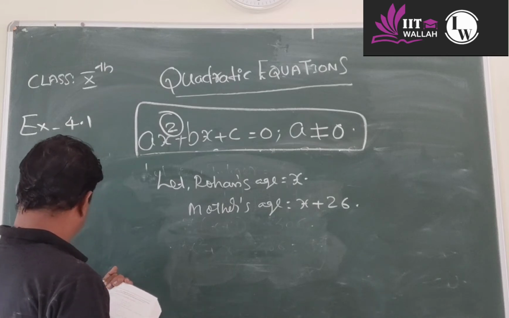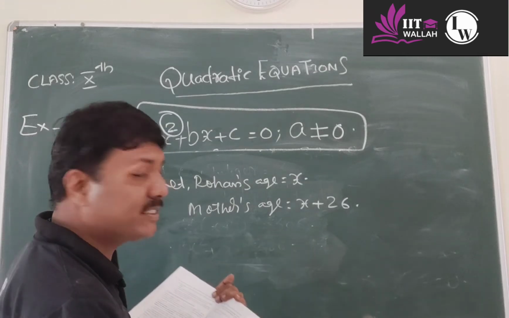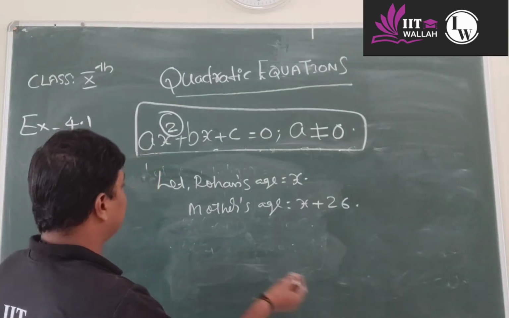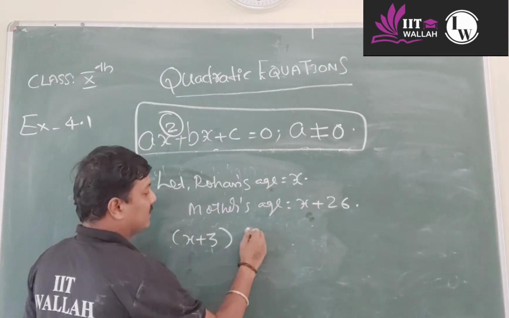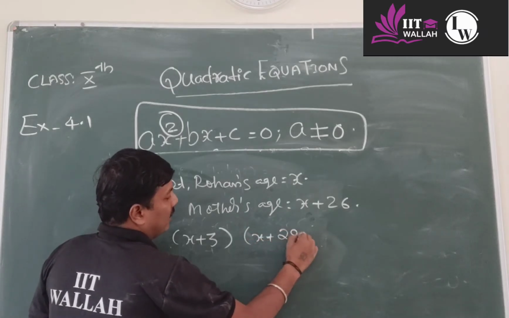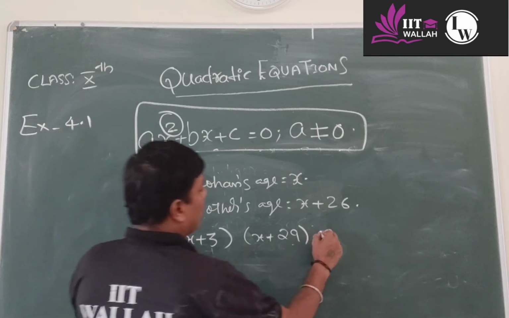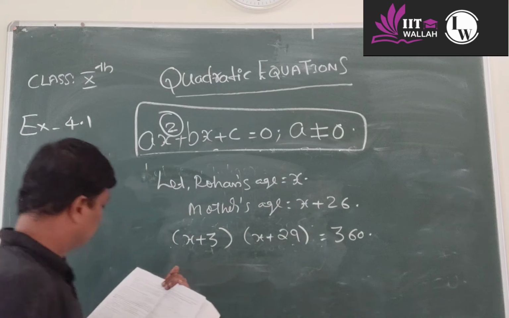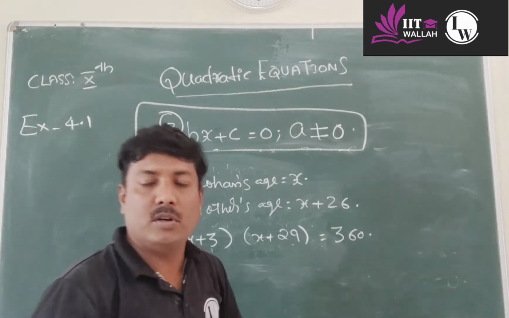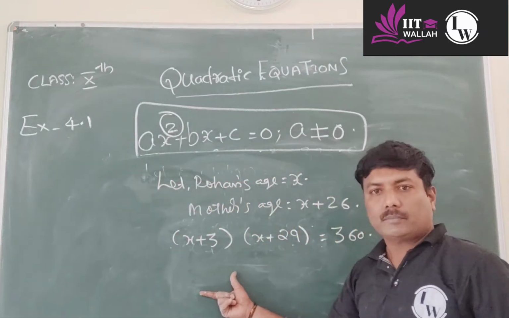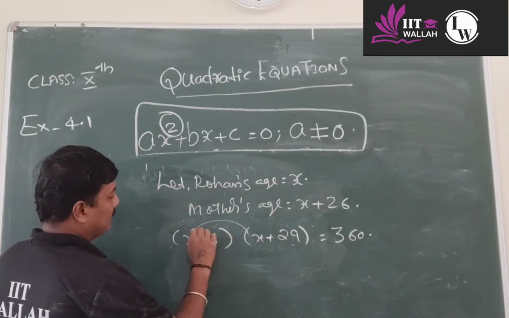The product of their ages 3 years from now. 3 years from now means x plus 3. After 3 years, this will be x plus 3, and this will be x plus 29. So after 3 years, the product will be 360. What we would like to find is Rohan's age. So first of all, we need to form the quadratic equation nicely. So for that, you multiply this.